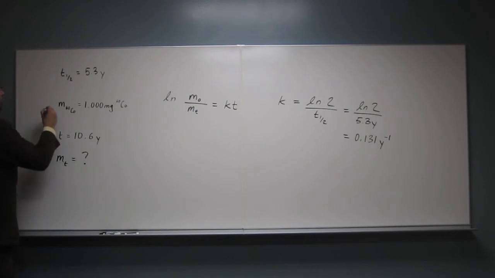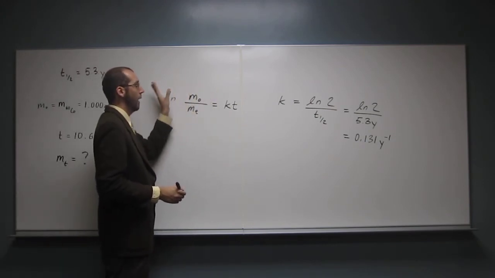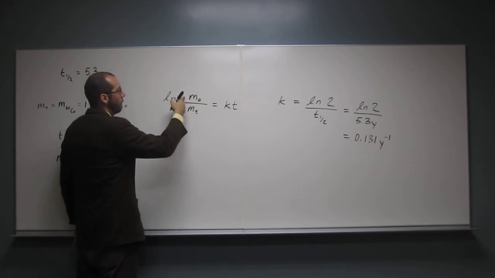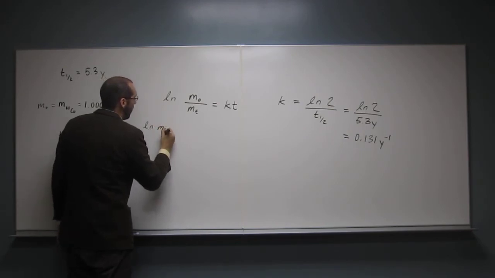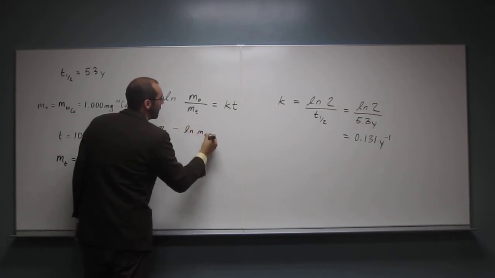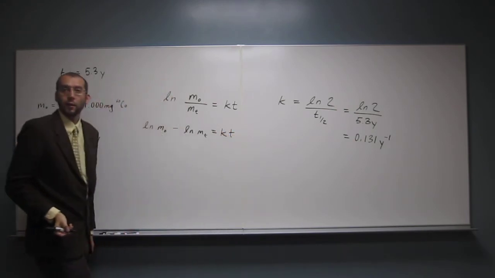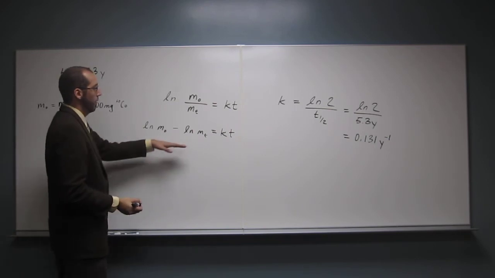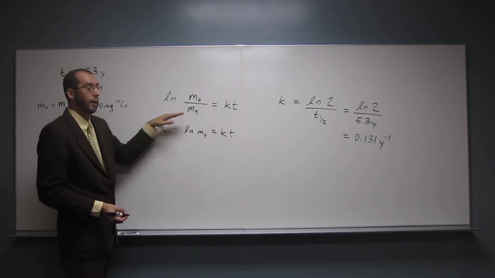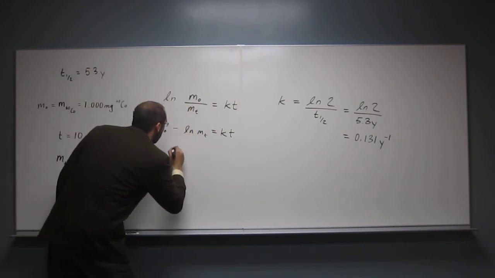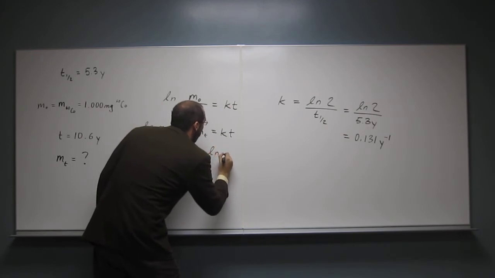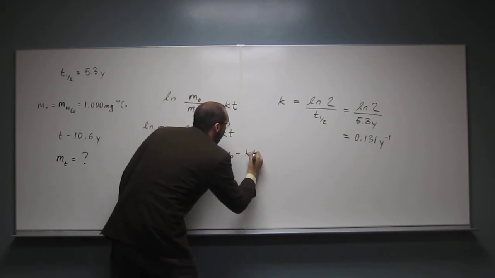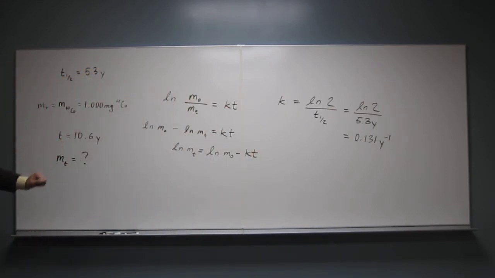This is M naught. So M at time t. So we can change this around to make it easier for us to solve. So remember, ln of M naught divided by Mt is going to change to, if we're going to expand it, ln of M naught minus the ln of Mt equals kt, like that. Okay. So we again want to solve for Mt, so let's isolate the ln of Mt now. Okay, so ln of Mt is going to equal the ln of M naught minus kt, like that. Is everybody okay with that?